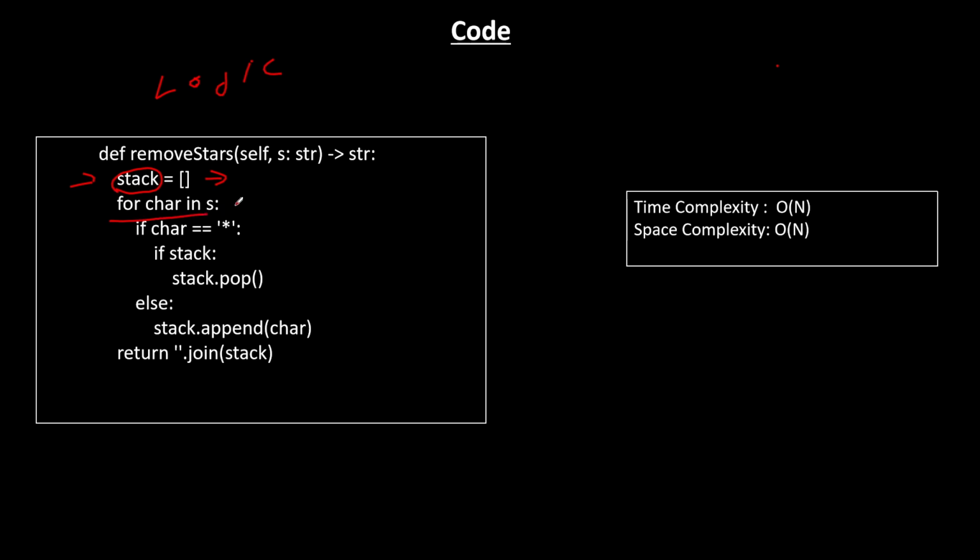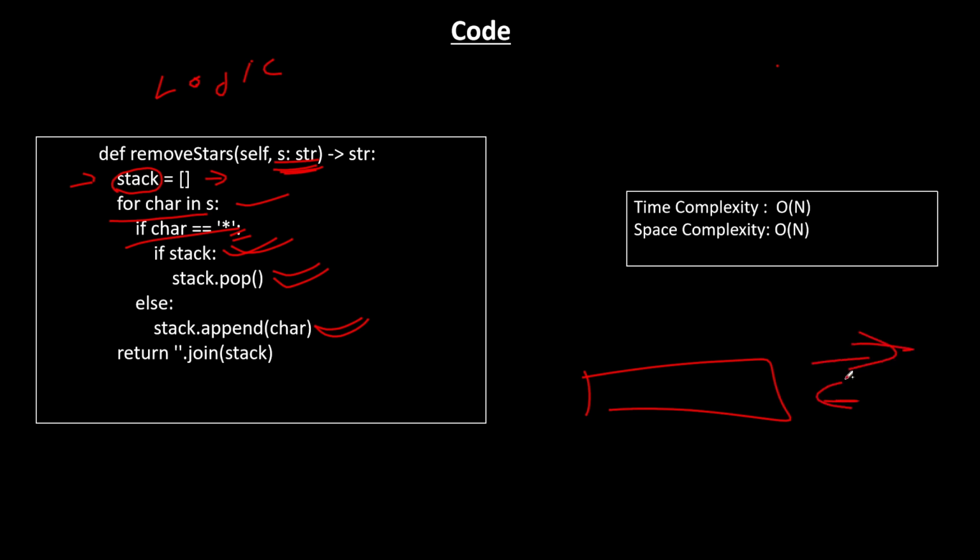So for each character in s, we iterate over the given string. If it is a star or asterisk, first we check whether the list is empty or not. If it is empty, we cannot pop, right? But if the stack contains some values, we can pop them. And if it is not an asterisk, we just push the element to the stack. So the pushing is done from the back and popping is also done from the back. Fine.